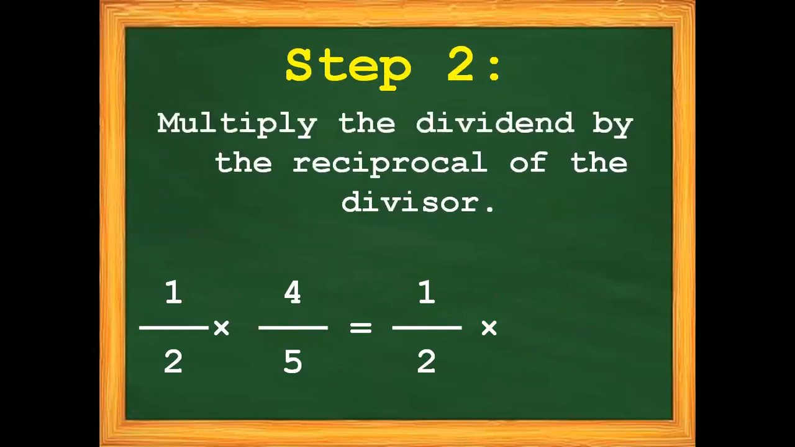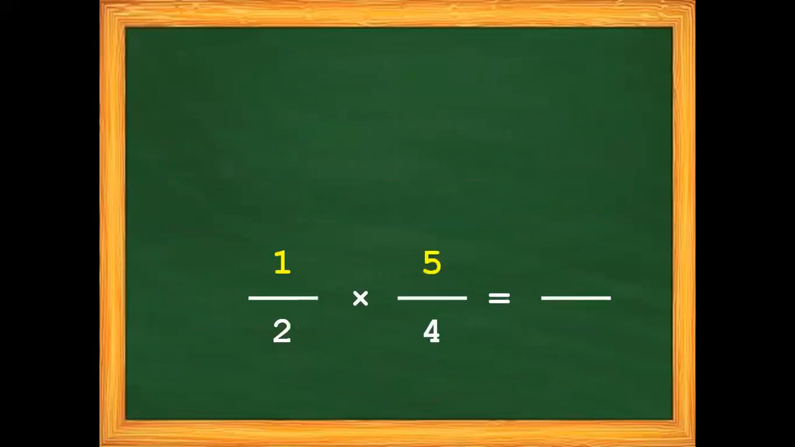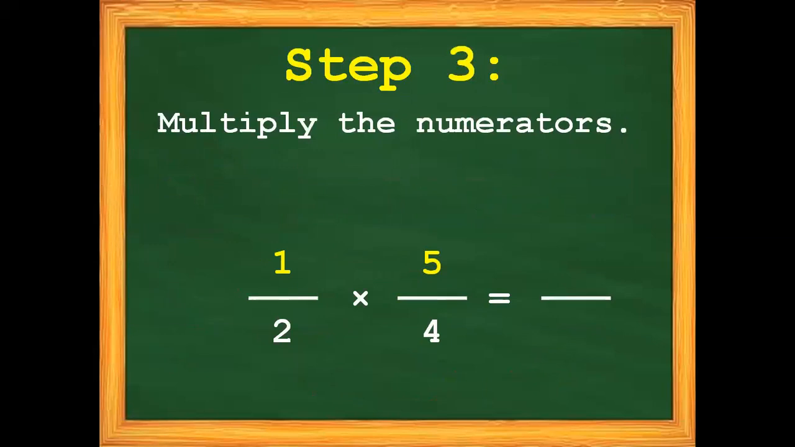Step number 2, multiply the dividend by the reciprocal of the divisor. So our divisor here is 4/5. So let's give the reciprocal of 4/5, and that is 5/4. So we have now 1/2 times 5/4. Step number 3, multiply the numerators. So we have 1/2 times 5/4. So the numerators are 1 and 5. So 1 times 5, the answer is 5.